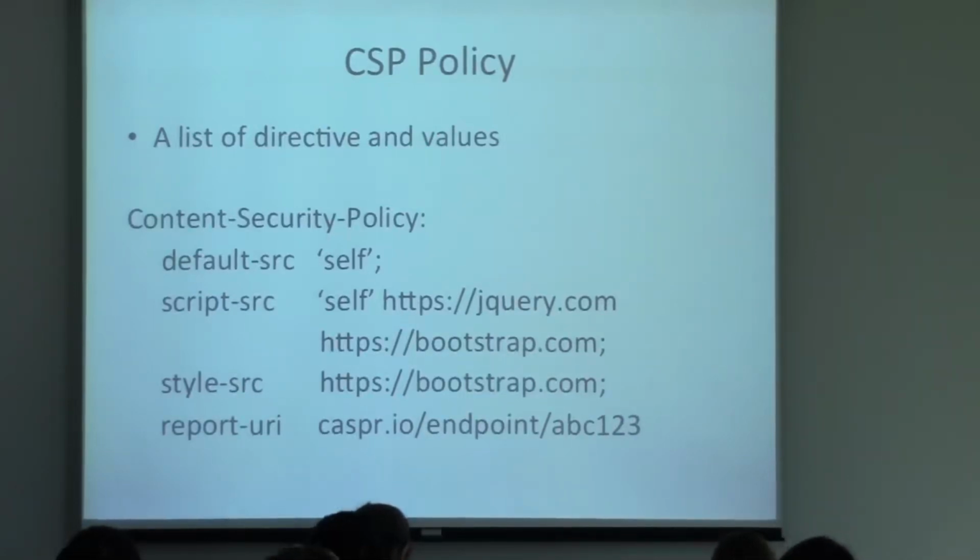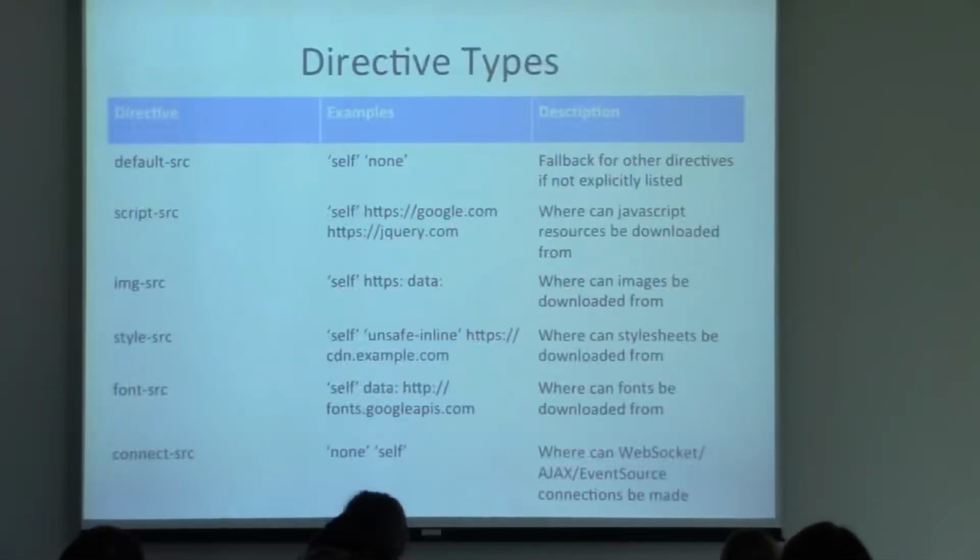Then you also have script source, this is where you can download scripts from. So for this example, you can download scripts from self, from jQuery and Bootstrap, and then you can download styles from Bootstrap. And the report URI says if there's any violation, if the browser encounters something that it shouldn't be able to handle, like evil.com or something like that, it's going to send a report to the Caspr.io endpoint.